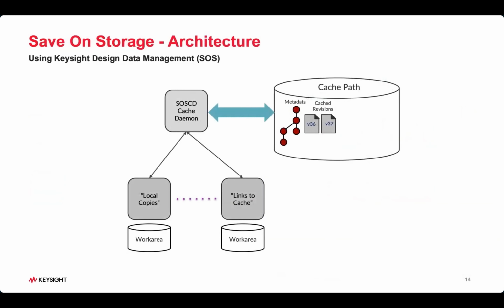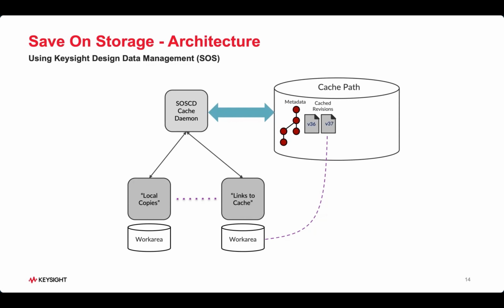How does all of this tie in together? How does this all work together? So I thought I'd bring up this architectural slide to showcase this. As you can see, the SOS, the data management system from Keysight, has a cache daemon that runs. It manages our cache location where we're storing all this data. And users can set up their work areas as local copies. Sometimes that is a model that engineers would like to adopt and have physical files there. And sometimes, most engineers would prefer using the symbolic links to cache work area.